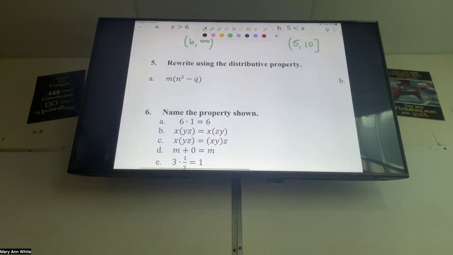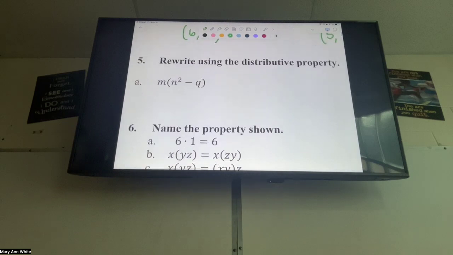So first we're going to talk about distributive property. I think that's one that you guys remember because we use it a lot. How do I show distributive property here?